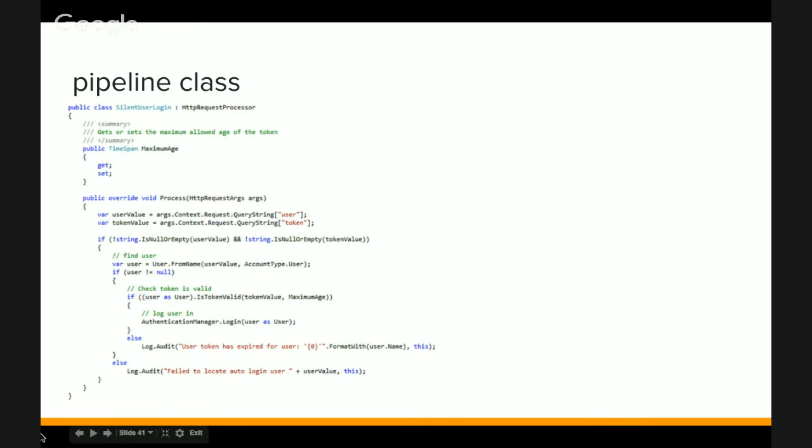The token was generated elsewhere. We check to make sure we actually have values for those, and then this user.fromName calls into Sitecore's user data store to see whether this user actually exists. If we get a user back, the final thing we check is whether this token is valid, and that's implemented in some other code. If that's the case, we log the user in by calling authentication manager login. Otherwise, we call the logging function, say that we've got a bad token, and return at that point, and then the next step of the pipeline goes.